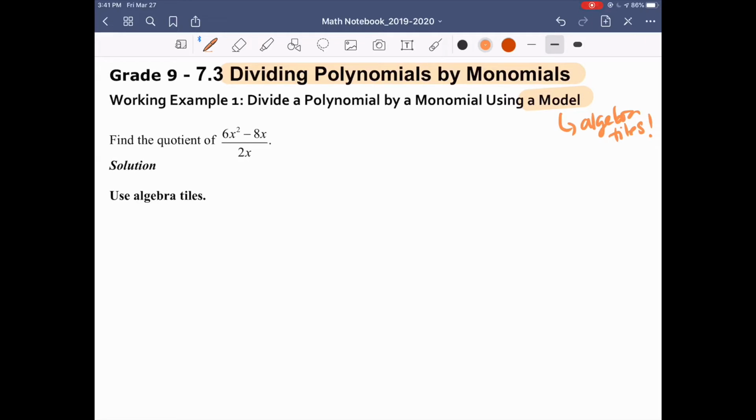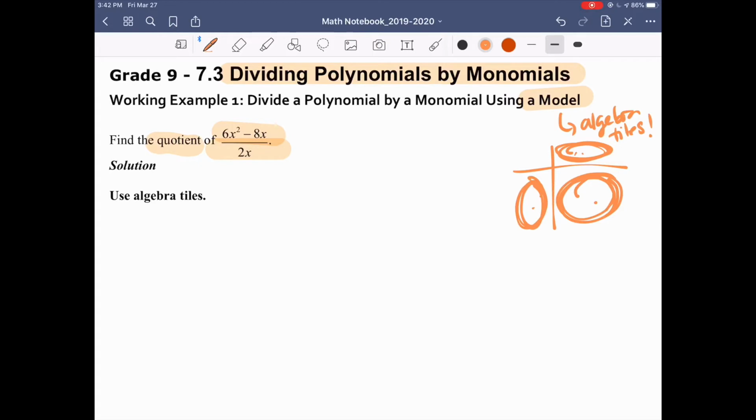So the question says, find the quotient, which we know means divide, of 6x squared minus 8x divided by 2x. One thing you need to know is that whenever you have a division statement, how are you going to draw your algebra tile model? It's kind of like multiplication, where we had one of the terms here, one of the terms here, and the answer here. But division is the opposite of multiplication. Instead of giving you the two terms and you find the answer, they give you the answer on the inside and one of the terms, and you need to find the third term that's missing.